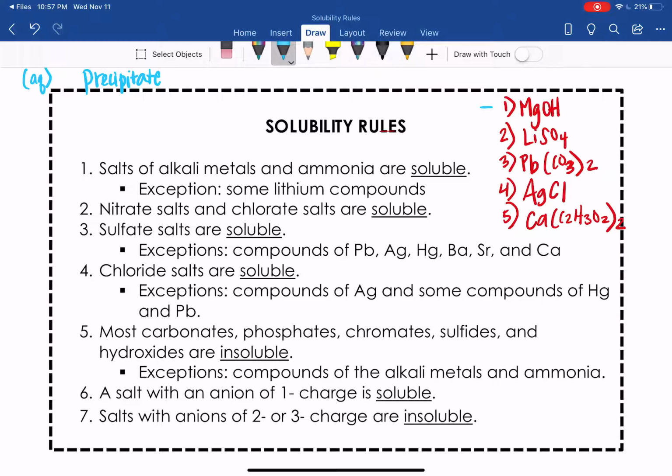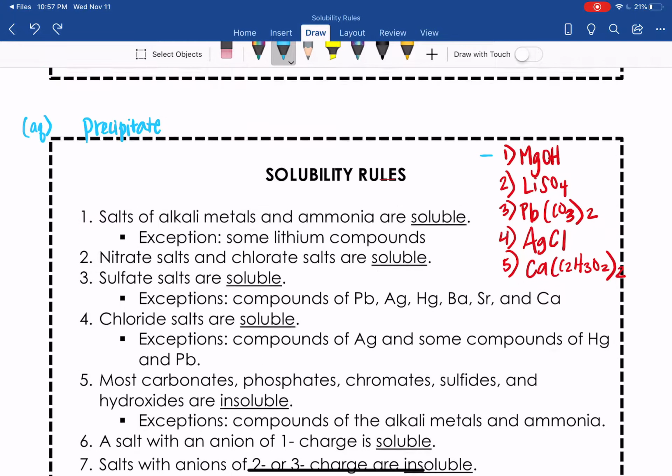Let's look at this first rule. Salts of alkali metals and ammonia are soluble. Alkali metals, if you remember, are in the first column, those with a charge of +1. Magnesium is not an alkali metal, and we don't have ammonia there. So we can cross through that one. We're not going to pay attention to that rule for this example.